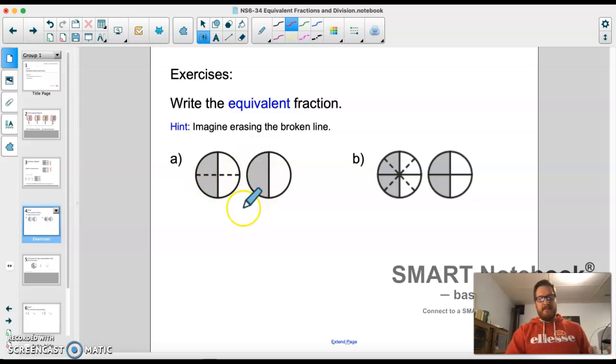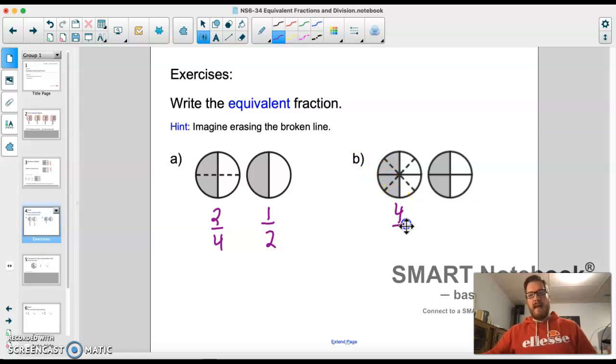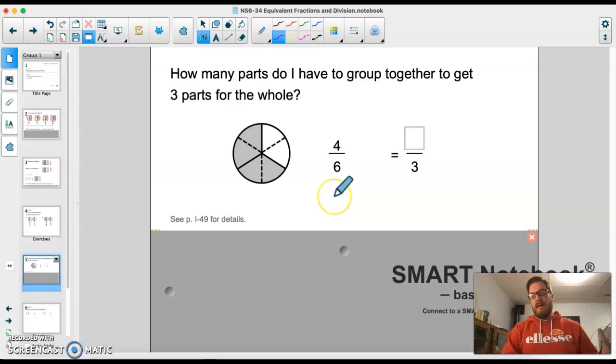So then just a bit of practice about saying, hey, imagine we're erasing the broken line. So over here, just change colors again. Over here I have 2 over 4. And then if I get rid of that dotted line, then what I get is 1 over 2. Here I would have 4 over 8. And if I get rid of those 2 dotted lines, then I get 2 over 4. And so what we need to start thinking about is, if we don't have the picture, how could we possibly get from 2 over 4 to 1 over 2? And the way we start thinking about that is by thinking about starting to use division.